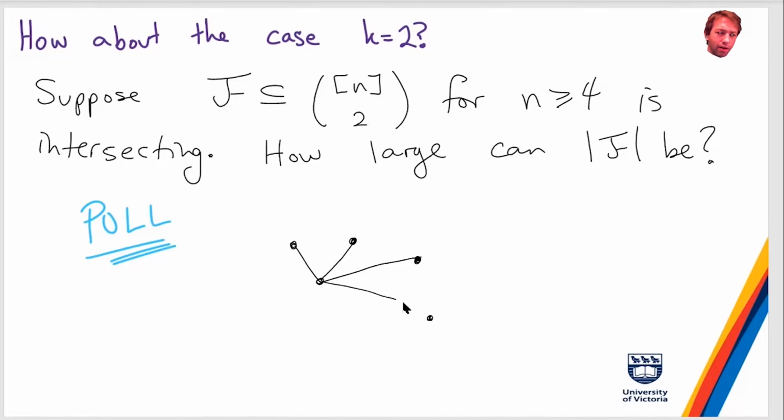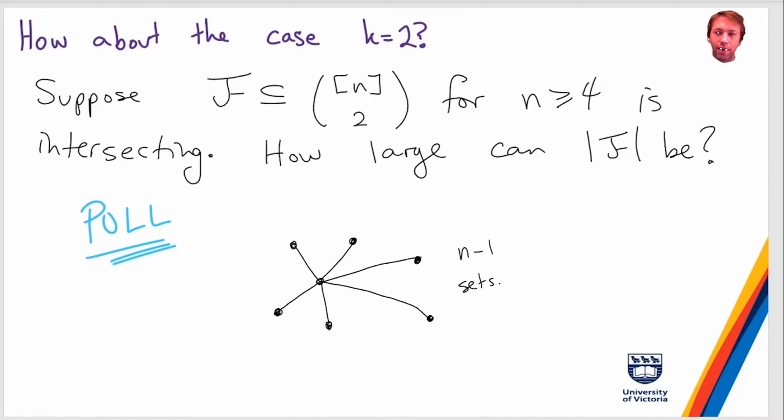I think if you think about it long enough, it becomes fairly clear that the best answer is to take a star, take a whole bunch of edges, or sets of size 2, that all contain the same point, right? And that's going to have n minus 1 sets.